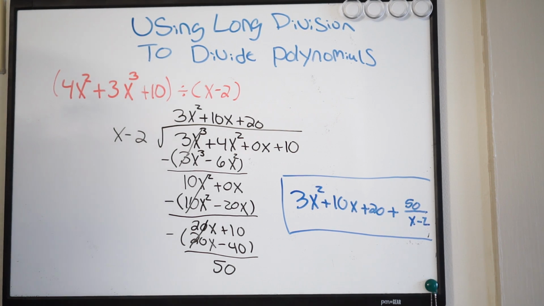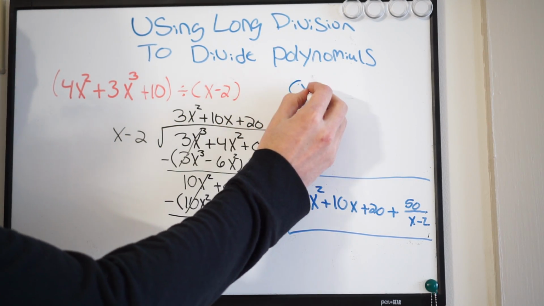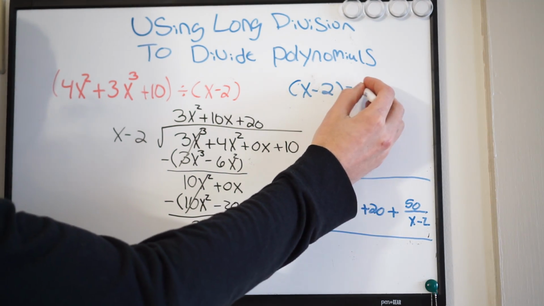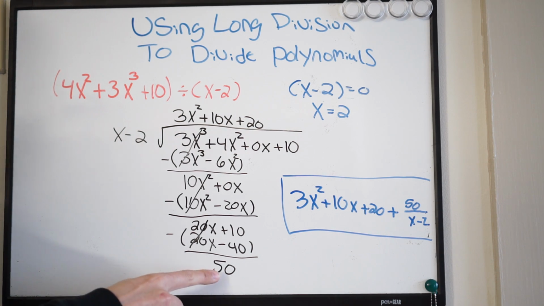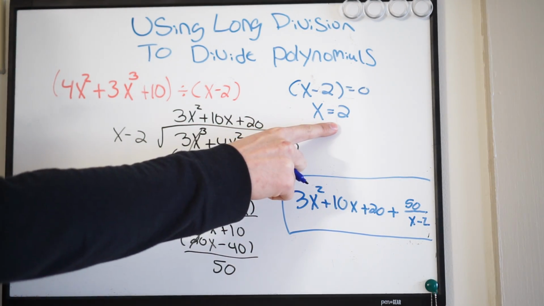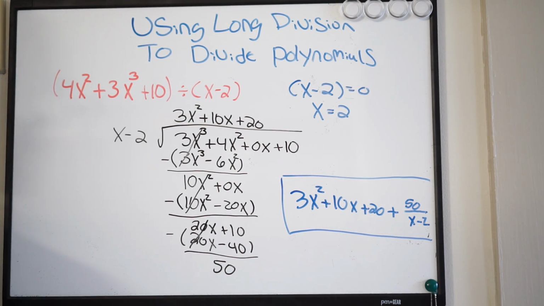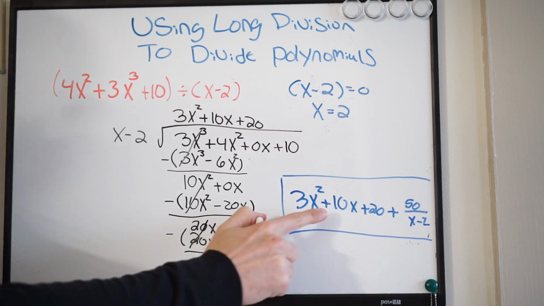Now this comes in handy if you are trying to find the zeros of a function. So for example, if we have x minus 2 equal to 0, well, this is really just x equals 2. If our remainder here was 0, which it isn't, but if it was, that would tell us that 2 is a 0 of this function. So it would tell us that it was crossing the x-axis at 2. But in this case, it wasn't 0, we had a remainder of 50, and we write it in this form here.